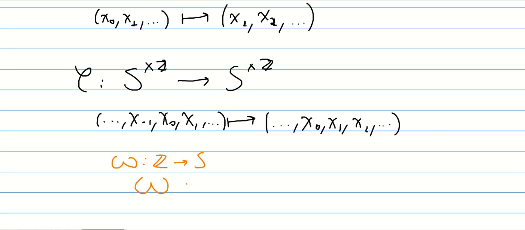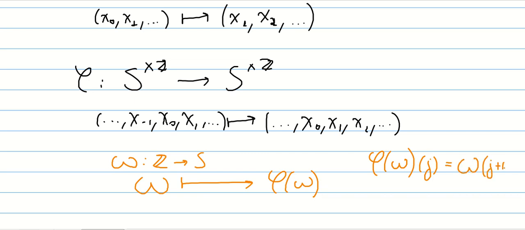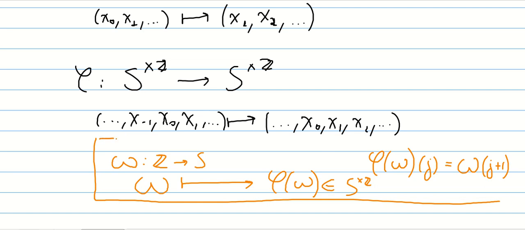So you take a function omega and bring it to the function phi of omega, where phi of omega of j is omega of j plus 1. This defines the function phi, which is also an element of S^Z. This means that we defined the application phi, because for every omega we defined another element called phi of omega. If you don't like this definition, you can use the intuitive one above, but this is the rigorous way to introduce the shift in Z.